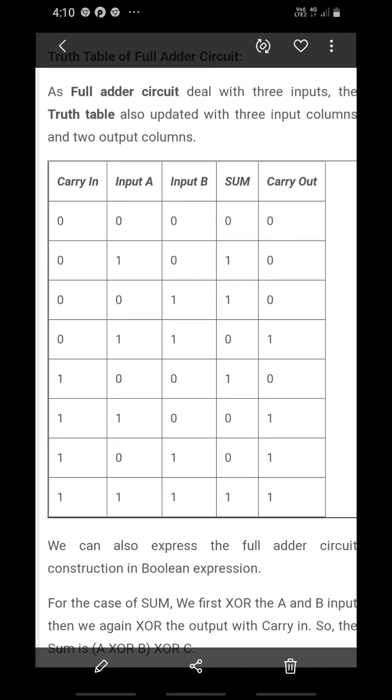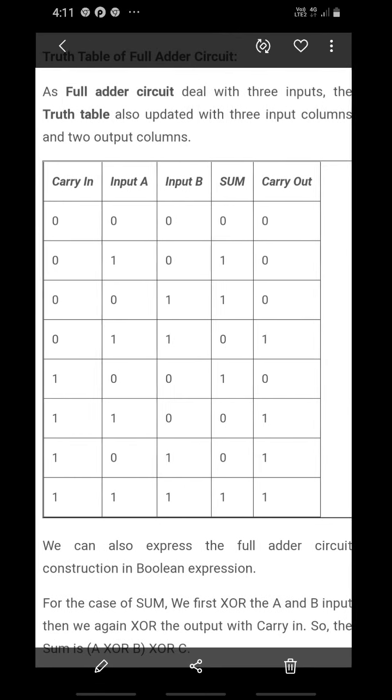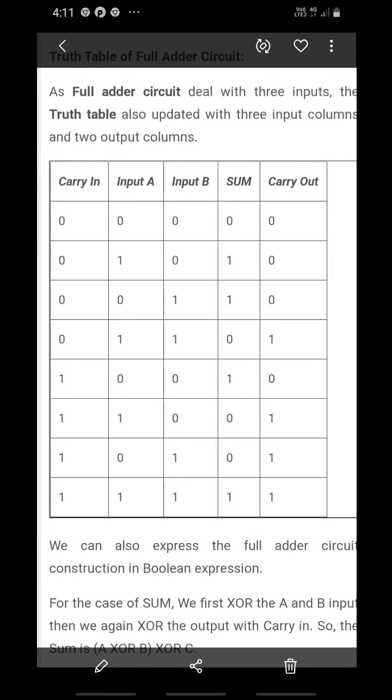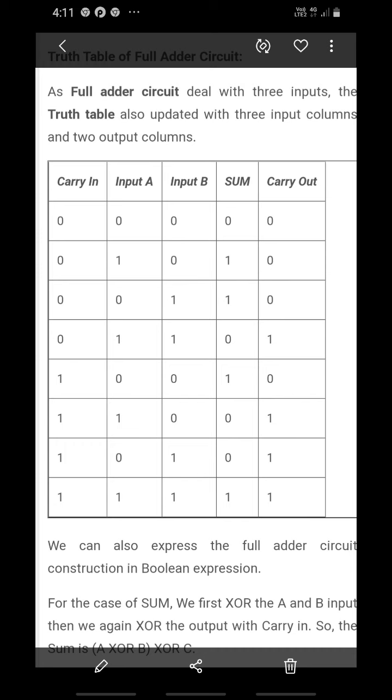So now we take the truth table of the full adder circuit. As a full adder circuit deals with 3 inputs, the truth table has 3 input columns and 2 output columns. So here carry input, A and B.